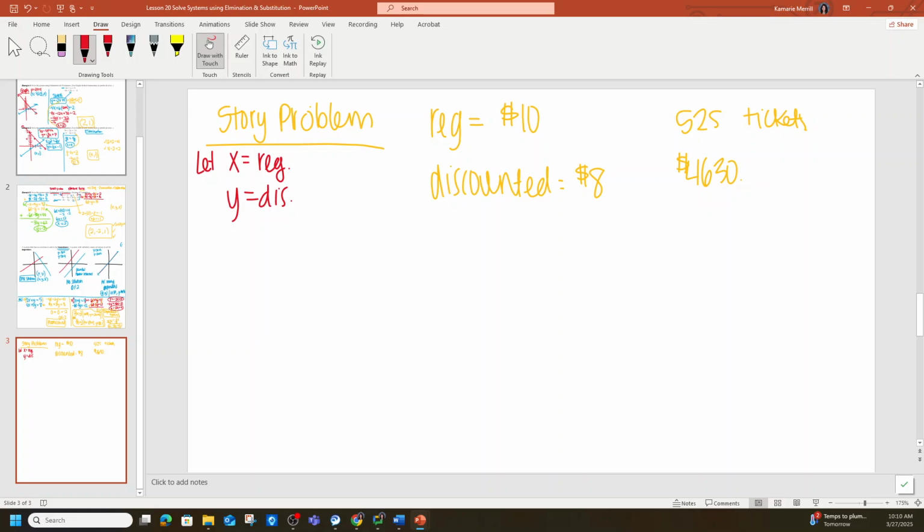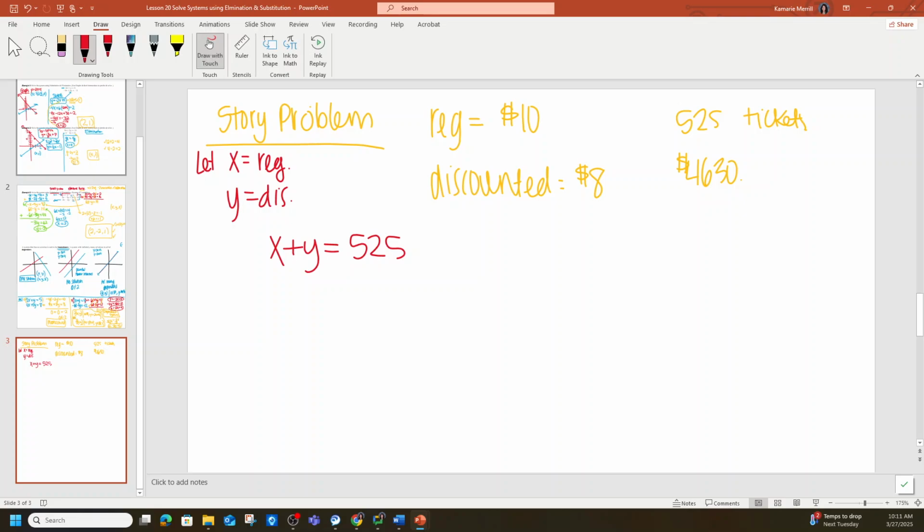So if X represents our regular and then the Y represents our discounted, give me one equation I can set up with X and Y. It's an easy one. It's the number of regulars and number of discounted. And those numbers represent the number of tickets, and this one represents the money. What's that? X plus Y equals 500. Good. Let's do an equation that deals with the number of tickets, okay? And that's an easy one. X plus Y would equal 525 tickets, because this stands for how many I sold.